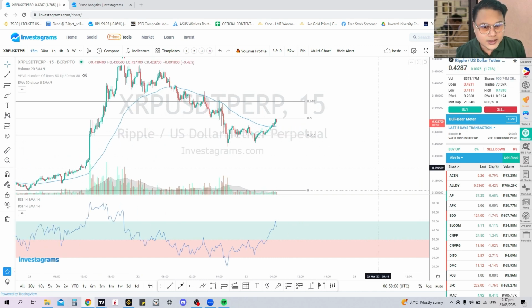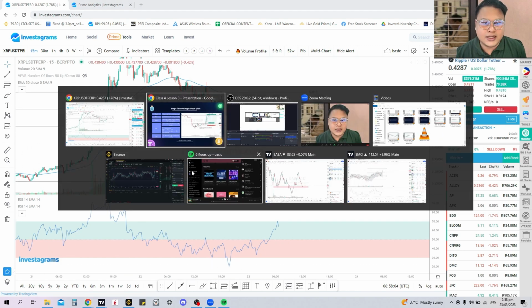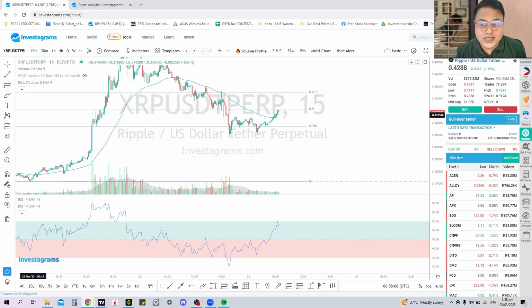So, what we want is to trade this structure. Step 1, di ba? Step 1, screen and find the tradable setup. So this is our tradable setup. Etong box na yan, or basically a double bottom structure. Ngayon, what we want is to enter at the retest of this area, which is 0.43.